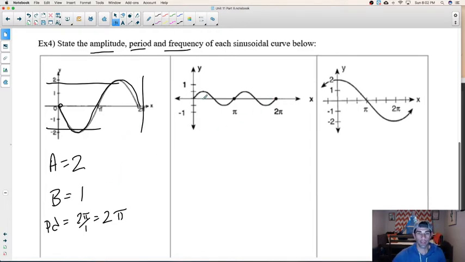All right, now let's take a look at this one. The amplitude, that's the easy one. How high did it go? It's right here between 0 and 1, so that's going to be 1/2.